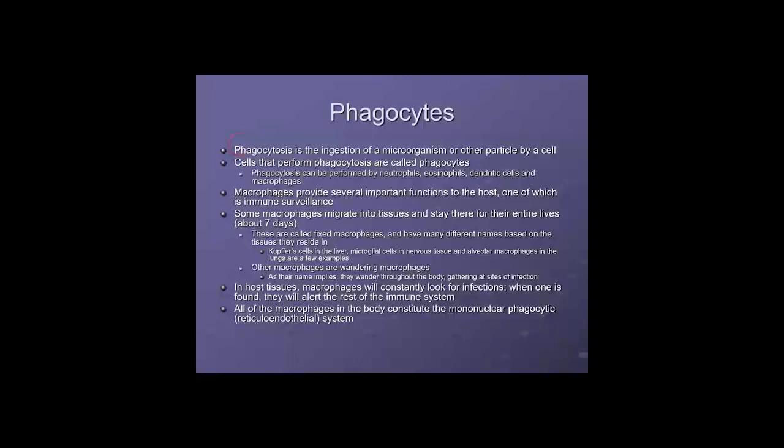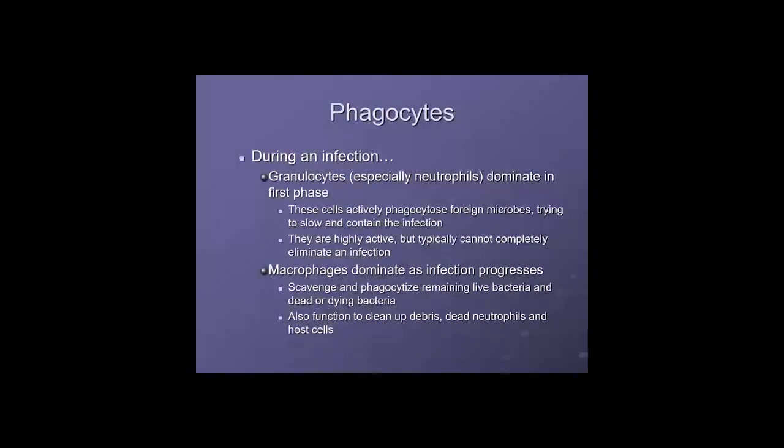So there are a number of cells that can perform phagocytosis, and we refer to these cells as phagocytes. We've got our neutrophils, eosinophils, dendritic cells, macrophages. Those are the major ones that will carry out this process.